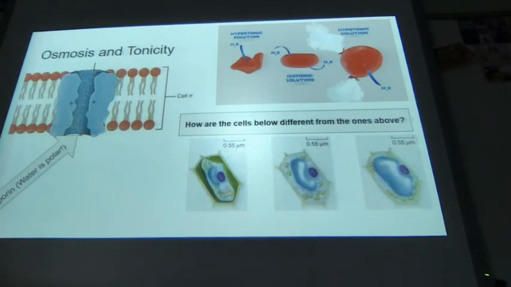How are the cells below different from the ones above? Why? They're the same thing. They're in the same solutions. Like, what's the deal? Cell wall. Yeah, the cell wall keeps them from lysing.